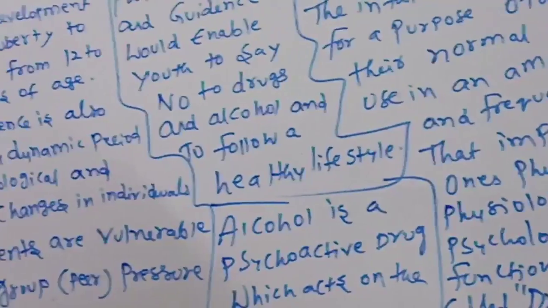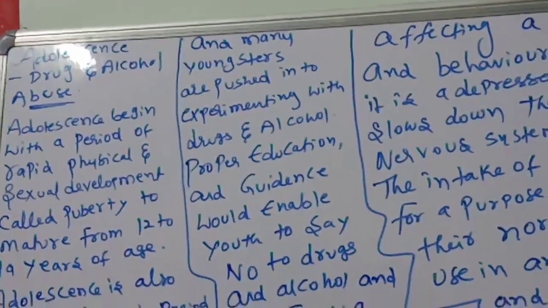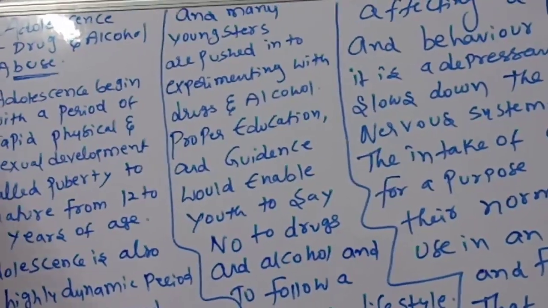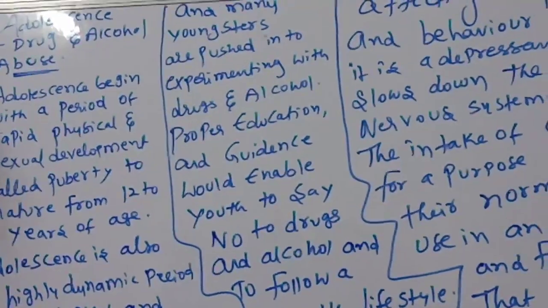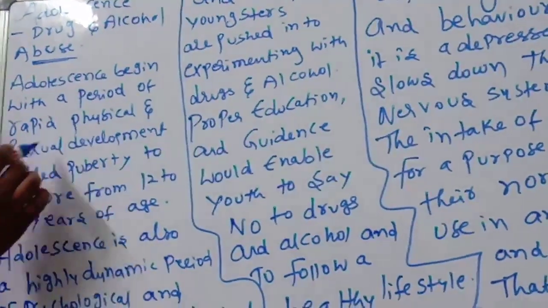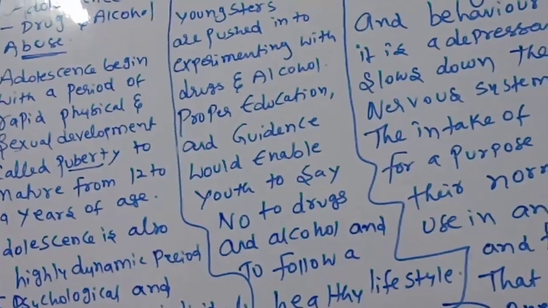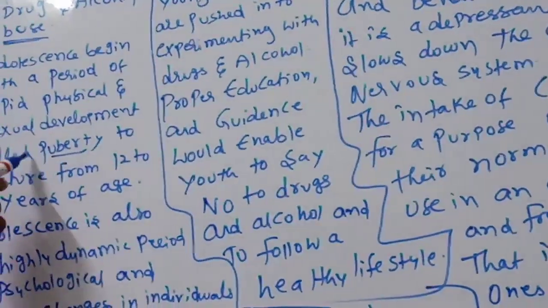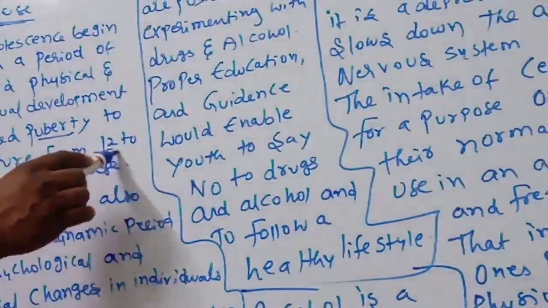Okay, children, observe very carefully. We are going to discuss adolescence and drug and alcohol abuse. Nowadays, the youth are suffering with these habits, and they are not able to come out from these bad habits. So that one we are going to discuss. Adolescence begins with a period of rapid physical and sexual development called puberty. After a certain age, as you know very well, puberty will start. That sexual development is called puberty, to mature from 12 to 19 years of age.